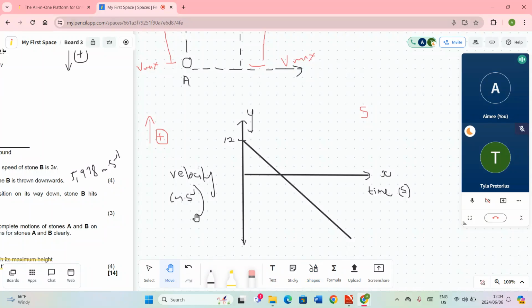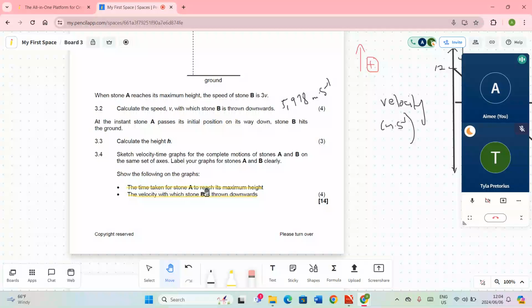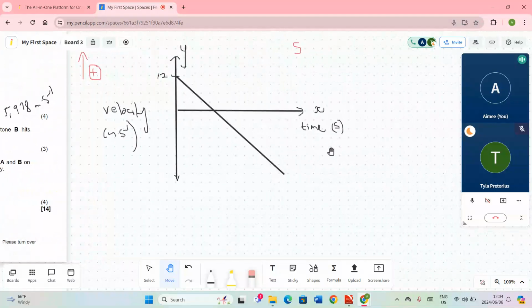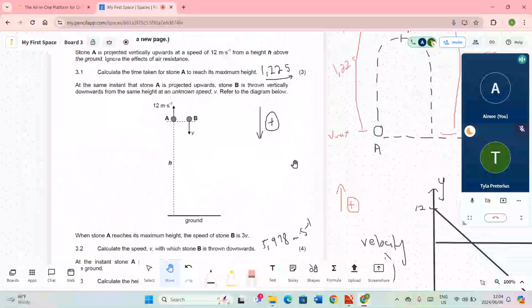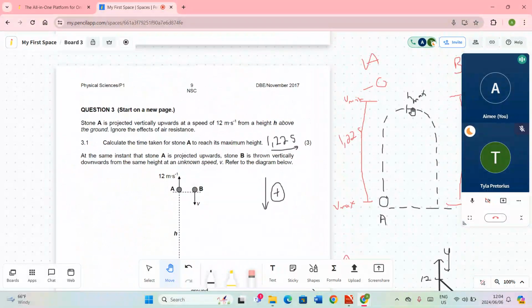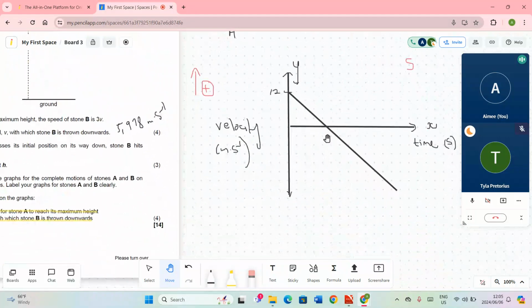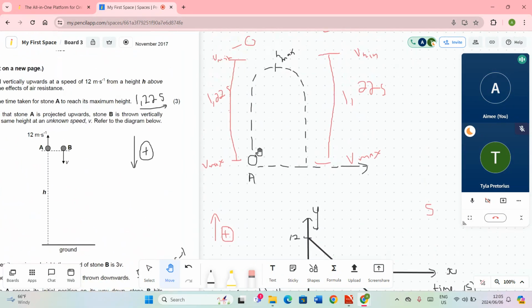They told you that they wanted you to indicate at what time A reaches its maximum height. Remember, time is on the x-axis. We calculated that the time it would take to reach its maximum height is 1.22 seconds. So that is the point at which this graph intercepts the x-axis, because at this point our velocity is 0. And it has to be positive here because it's still moving in the upward direction for this first section. However, as soon as it reaches its maximum height, it changes direction and starts to move down.